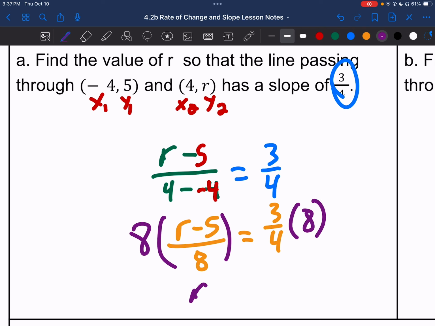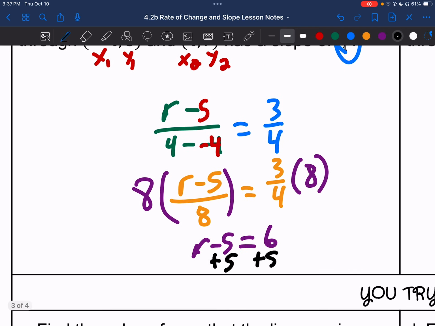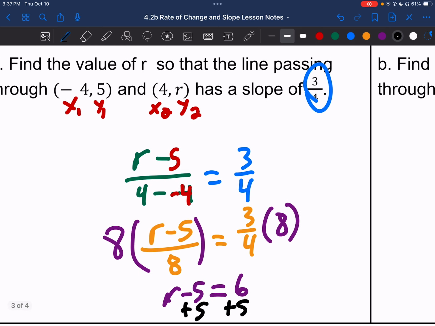Multiply by 8. We get r minus 5 is equal to 8 times 3 is 24, divided by 4 is 6. And now my final step is going to be to add 5 to both sides of my equation. And I get that r is going to be equal to 11. And we can go back and we can check our work. 11 minus 5 is going to be 6, divided by 8 is going to be reduced to 3/4.